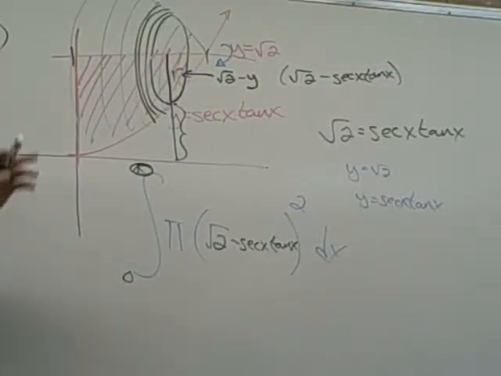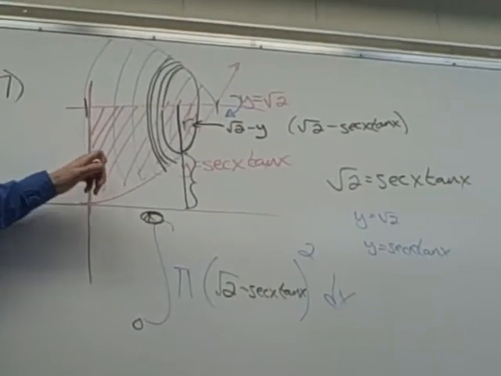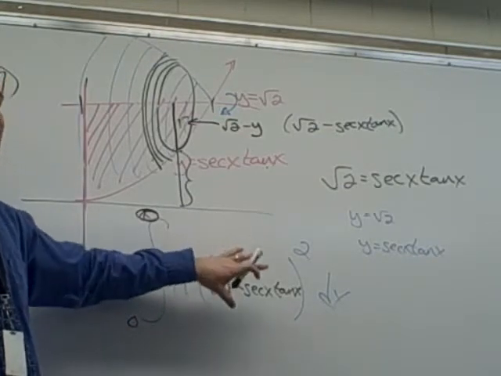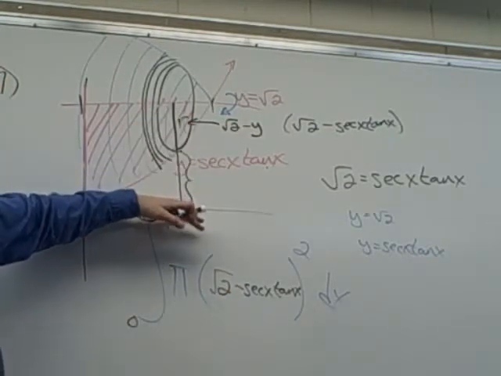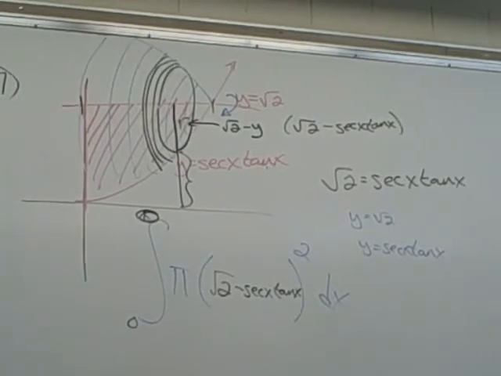Okay, so this is something we probably could have done on Friday. That's not a new technique. That's the disk method. It's just an axis of revolution that is not the x-axis or the y-axis. Okay, so let's try one using the shell method.